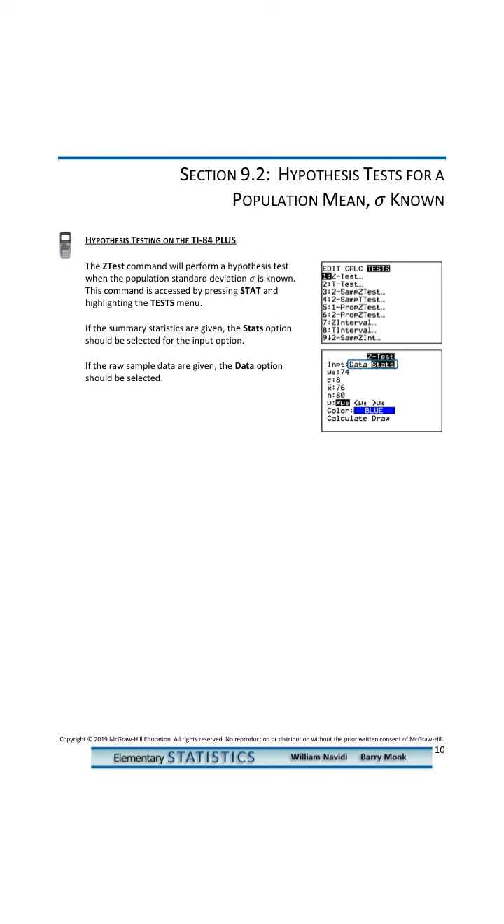So we can do the previous example using the calculator. In the previous example, mu equal mu 0, that is 74, and sigma is known, sigma is 8, and the sample mean is 76 and n is 80.